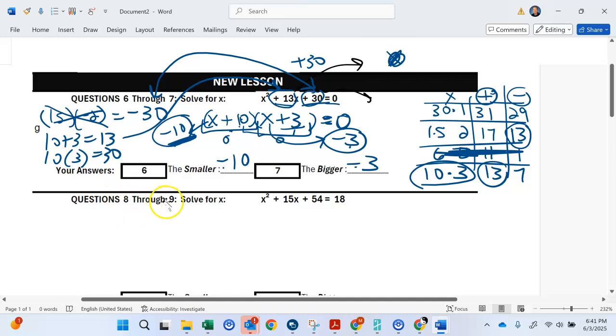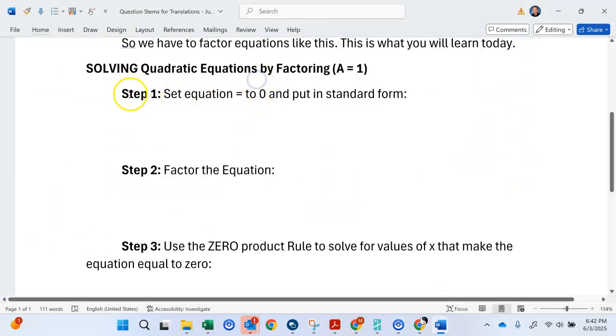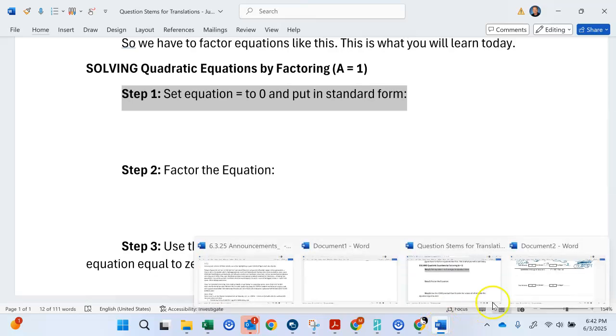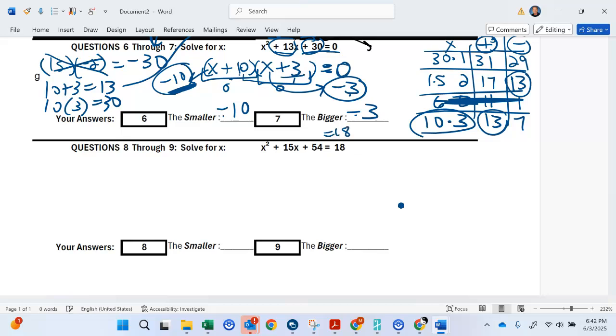Now let's look at questions 8 and 9 when we get an equation like this. Remember, step 1 is we need the equation to be equal to 0 and in standard form, so we're going back to what we did before. Right now this is equal to 18, so we need to make it equal to 0. This is positive 18, so we have to minus 18, and we have to minus it from the 54. So that means this is 0 now.